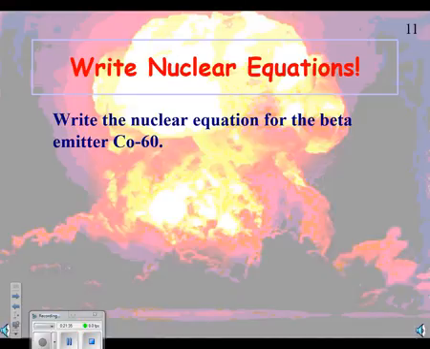So start with cobalt, and it's going to arrow, give you a beta plus what else? So what was a beta? Zero, negative 1, e. So beta is a 0, negative 1, e. So I'm going to get 0, negative 1, e plus what? See if you can figure that one out.